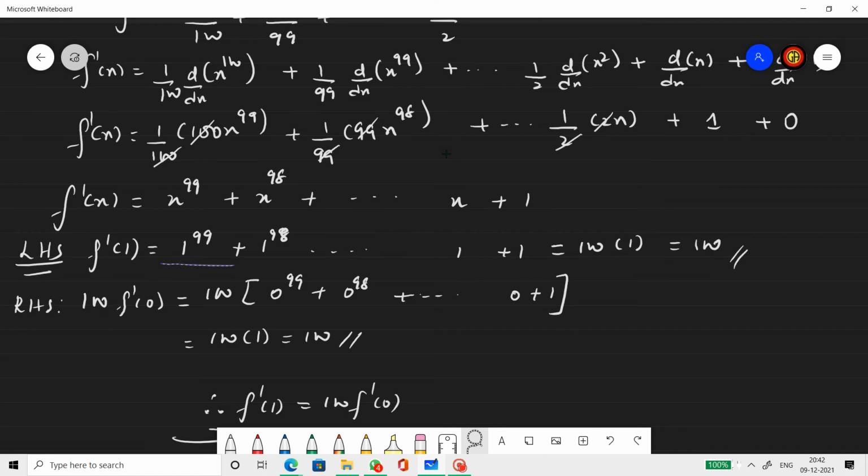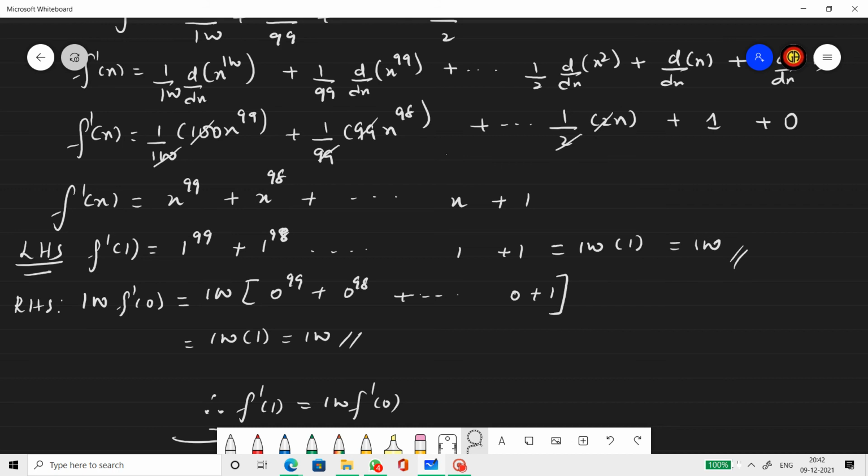Now 1 plus 1 plus 1, and how many ones are there? 100 ones are there, because look at the power: 99, 98, and so on, down to 0, and this is one more term. So if you total it out, there will be 100 ones. So the sum will be 100 into 1, which is 100.